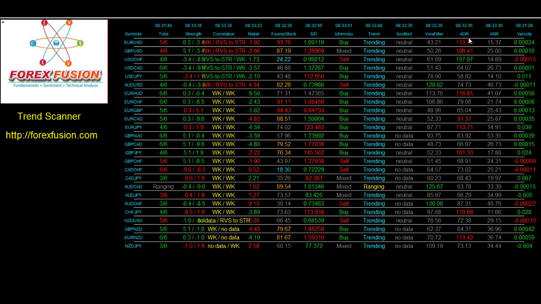ADR, of course, is average daily range. Again, sticking to our example, the euro has moved 113% of its average daily range. The ASR is average session range, and the euro has moved 15% of its average session range so far in today's session. The sessions are broken down into Asia, Europe, and New York. The New York session just began 34 minutes ago.